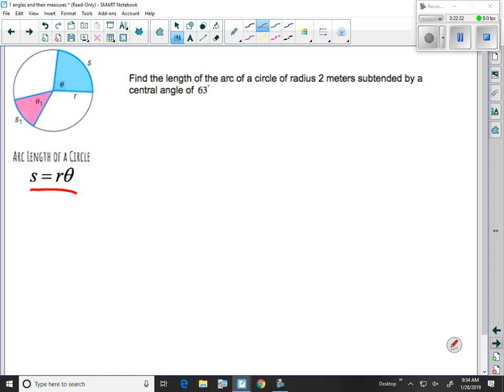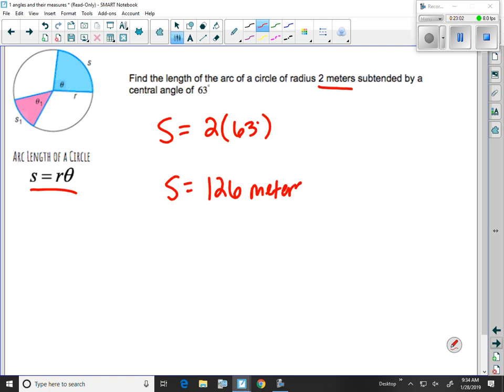And then we have R. Does anybody know what R stands for in this case? If we're talking about a circle, what would R be? Your radius. Yes, your radius. So we'll have S equals our radius, which is 2 meters, times our angle of 63 degrees. Now, if we're talking about a length, is the length going to be in degrees, or is it going to be in meters? Meters. So you're going to label the length based on whatever they give you in your question here. So this would be 126 meters.